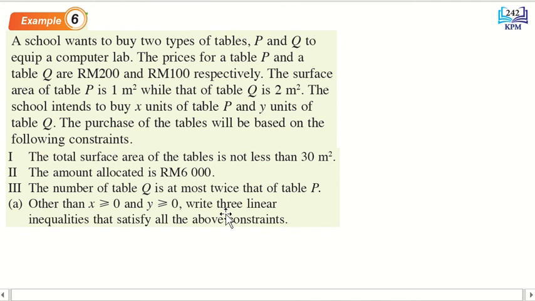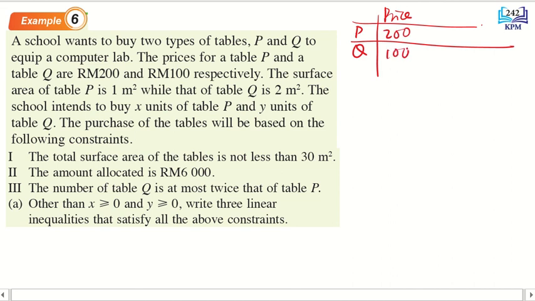Now we go to the last example, example 6 in your textbook, page 242. A school wants to buy two types of table, table P and table Q. Okay, for easier you can make it into a table form first. We have two types of table, table P and table Q. The price for table P and Q are 200 ringgit and 100 ringgit respectively. Then the surface area for P is 1 meter square and table Q 2 meter square. Then the school intends to buy x units of P and y units of Q. You see, it is very easy to see if you change it into the table.